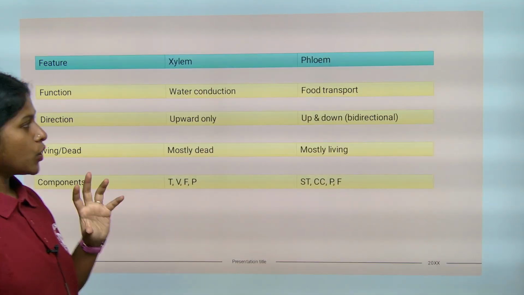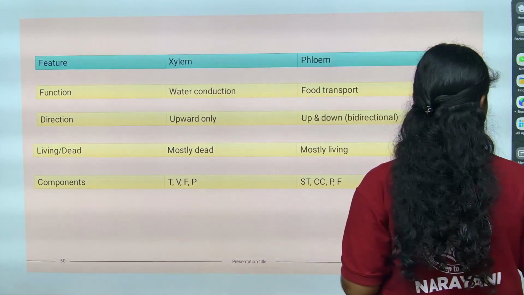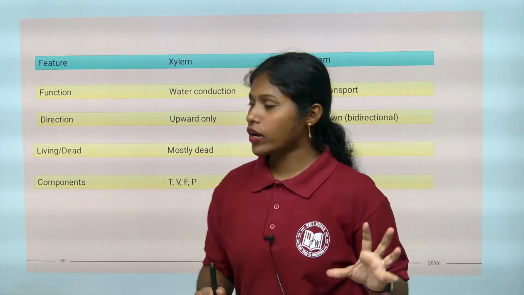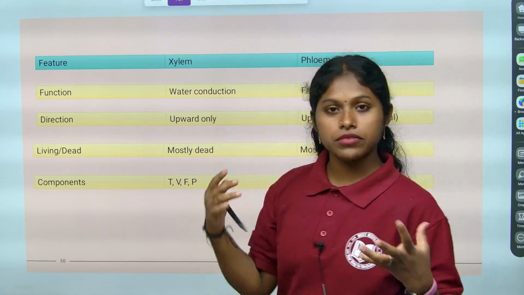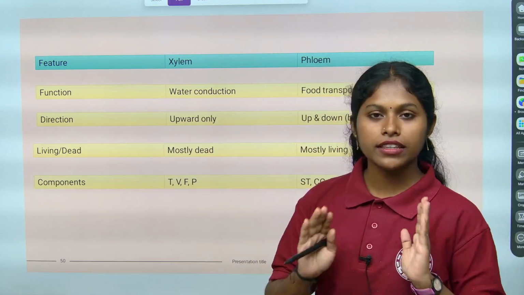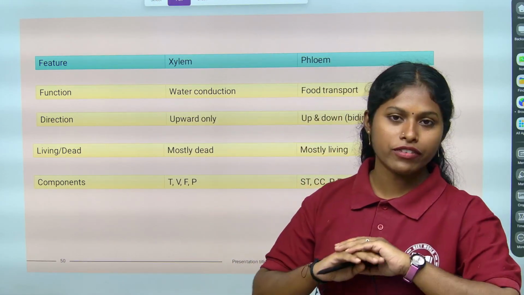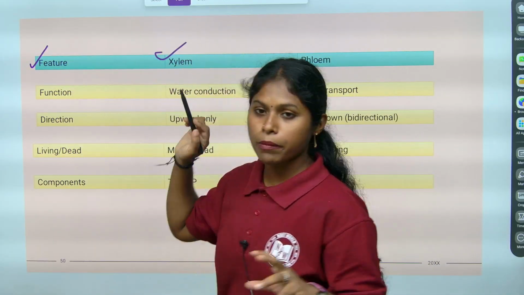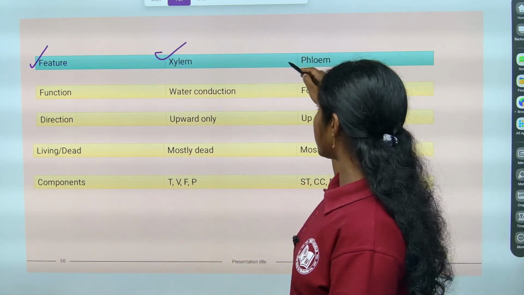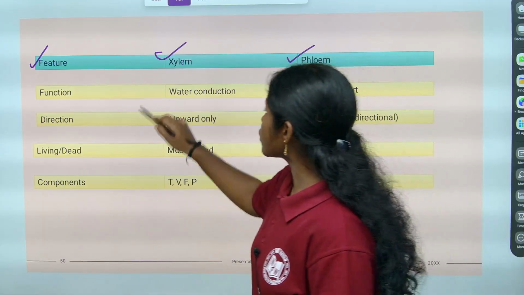So let's analyze this table, children. Once you learn this class, you will be able to answer what the function of xylem and phloem is; everything should be clear to you. Here, what we learned: complex permanent tissues are of two types, one is xylem, another one is phloem. So what is the function of the xylem, children?